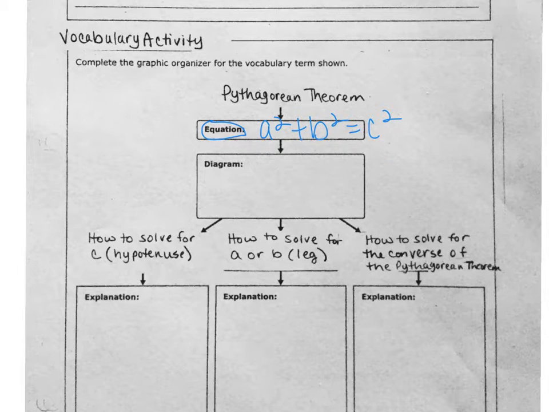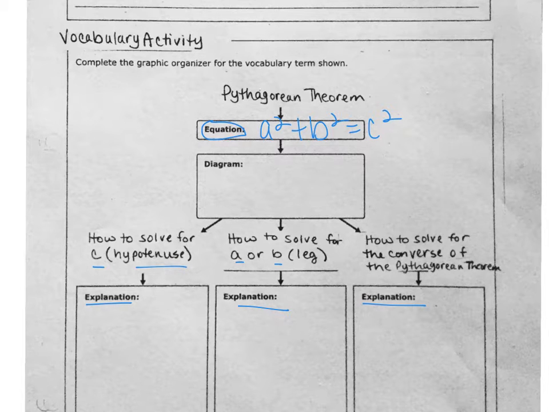Then I want you to create a diagram using the equation that breaks down into these three explanations. The first is how to solve for c, or the hypotenuse. The next explanation would be how to solve for a or b, or the leg. And then the third one is how to solve using the converse of the Pythagorean theorem.